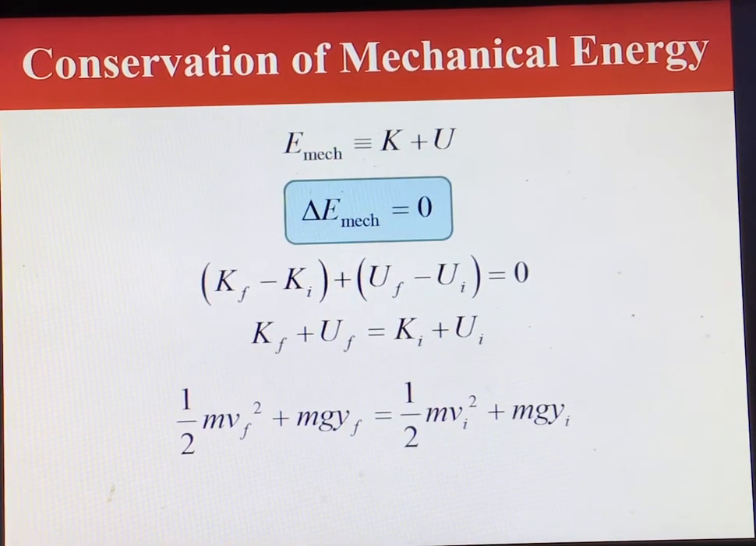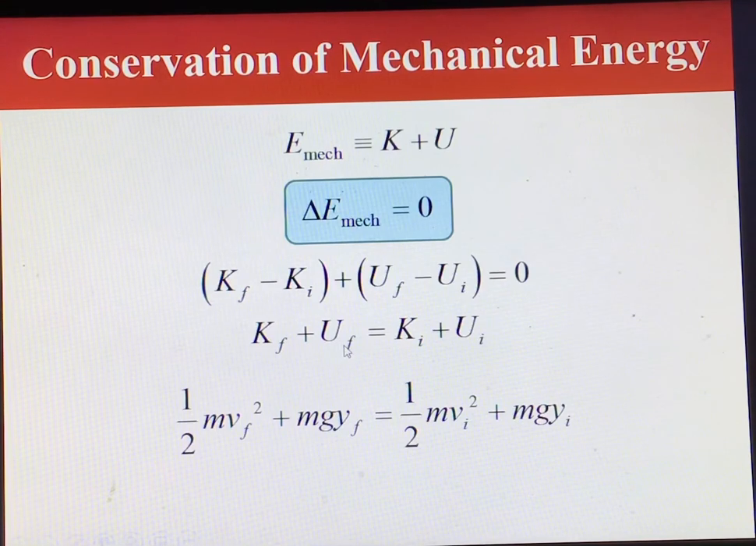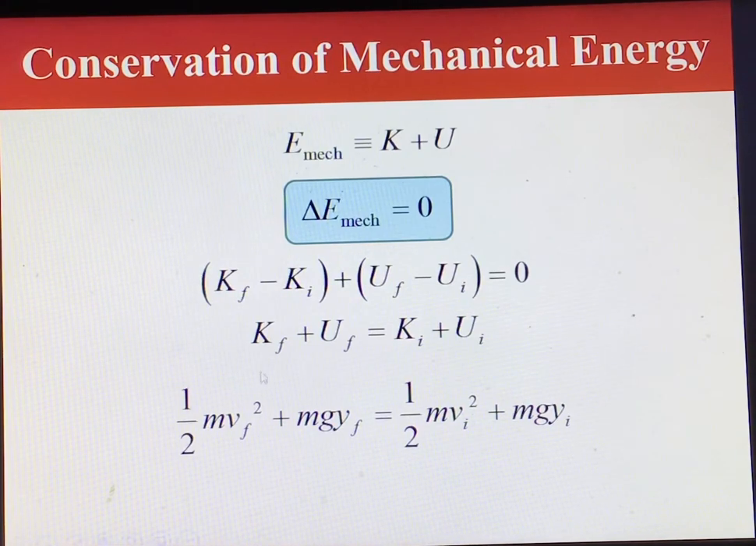Now, if we rewrite this equation, the change in the kinetic energy plus the change in the potential energy is equal to 0. This is the same as saying that the kinetic energy at the final position plus the potential energy at the final position is equal to the kinetic energy before plus the potential energy before. We can rewrite this equation in this form right here. If you remember, kinetic energy is just 1/2 times the mass times the velocity squared. So if the energy of the system is not changing, we have the kinetic energy after plus the potential energy after equal to the kinetic energy before plus the potential energy before.